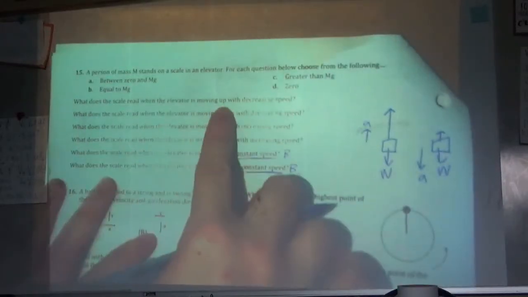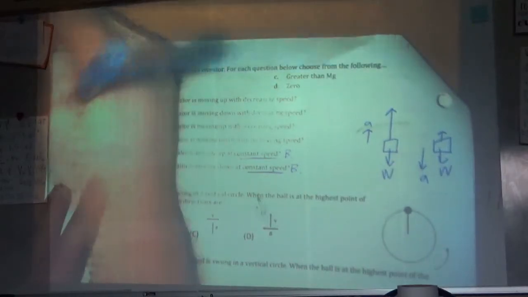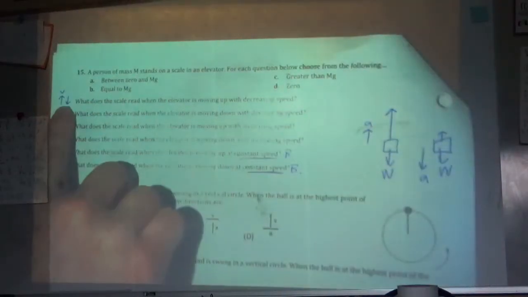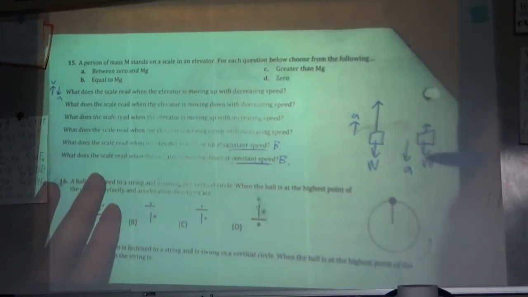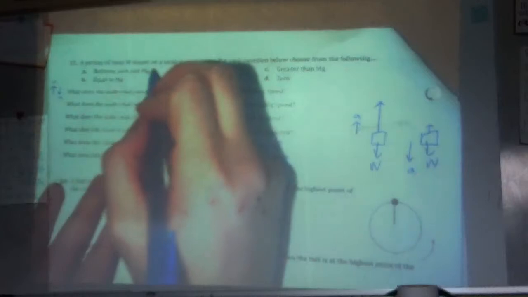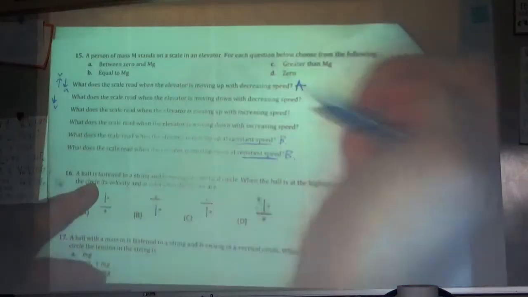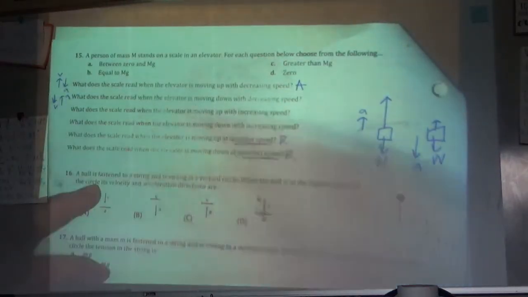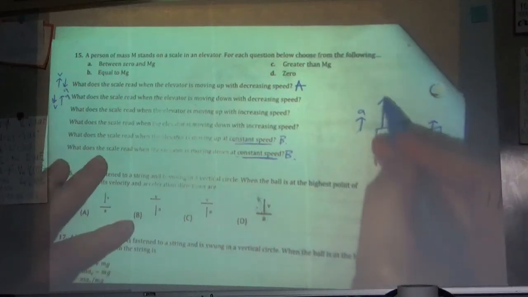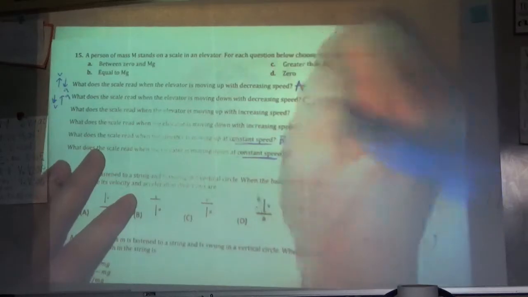If the elevator is moving up with decreasing speed, that means slowing down, so it goes the opposite direction. That would be acceleration is down. If acceleration is down, that means your normal force is less than your weight, so that is A, between 0 and mg, or less than mg. If the elevator is moving down with decreasing speed, means it's slowing, so that would be opposite direction. That would be acceleration is up, which means that your normal force, or what the scale reads, is more than the weight, so greater than mg.